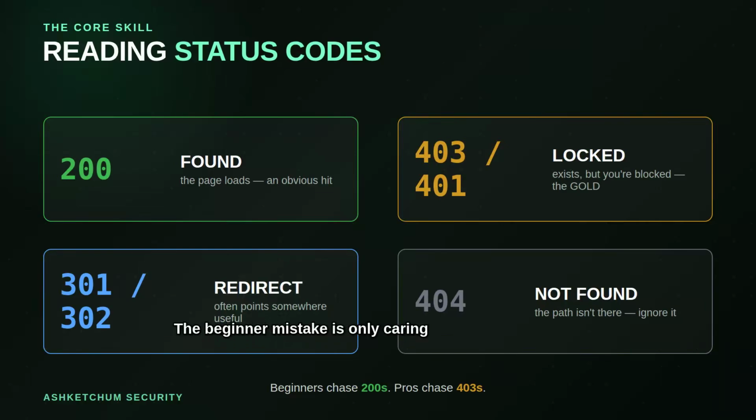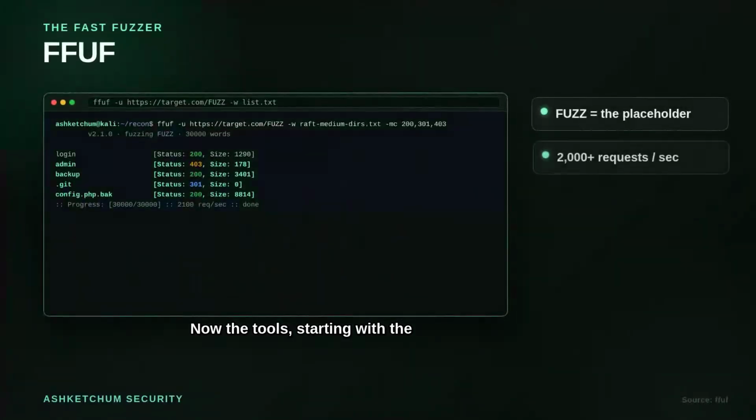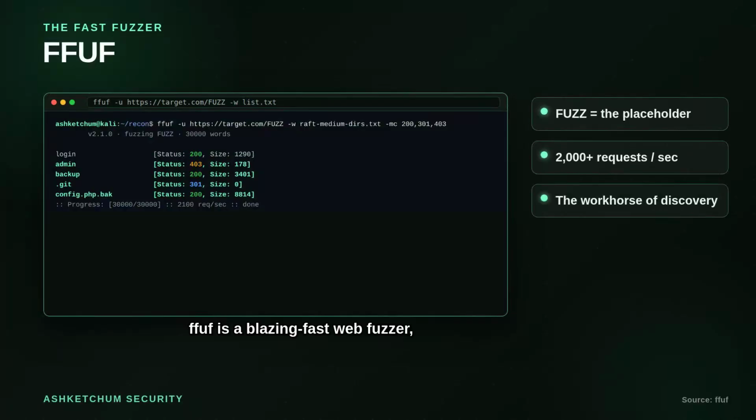The beginner mistake is only caring about 200s. The pros get excited about 403s because forbidden means there's something worth protecting. Now the tools, starting with the fast one, ffuf. ffuf is a blazing fast web fuzzer, and it's the industry favorite. You give it a URL with the word FUZZ as a placeholder and a word list, and it swaps FUZZ for every word in the list, firing thousands of requests a second.